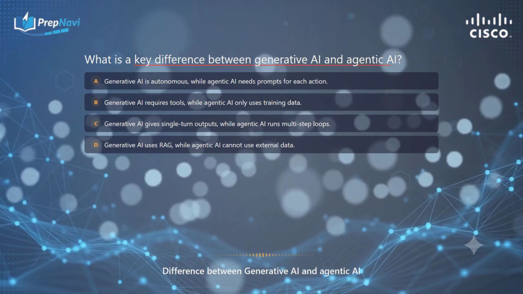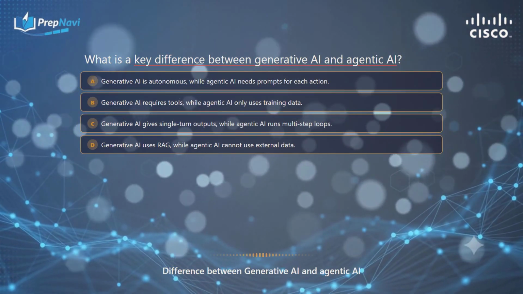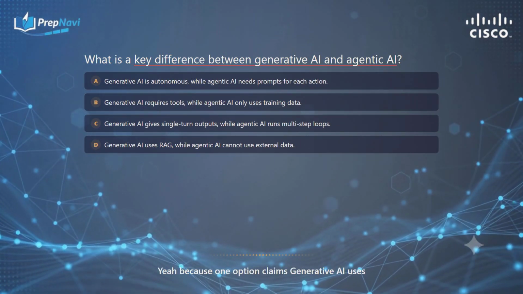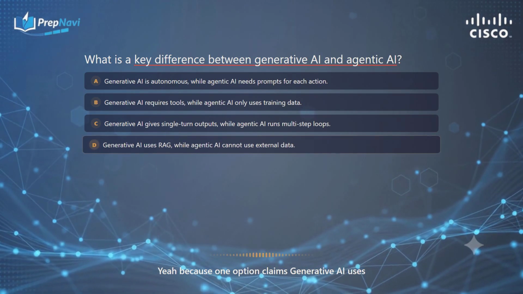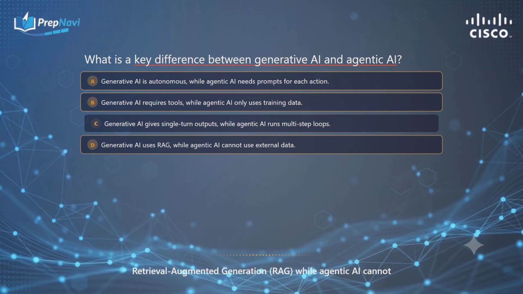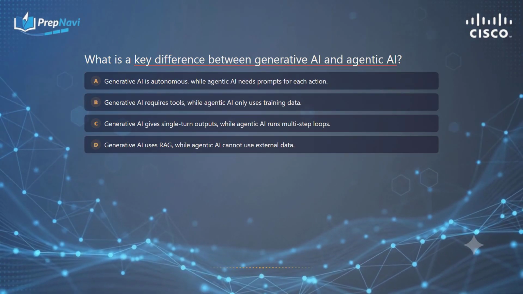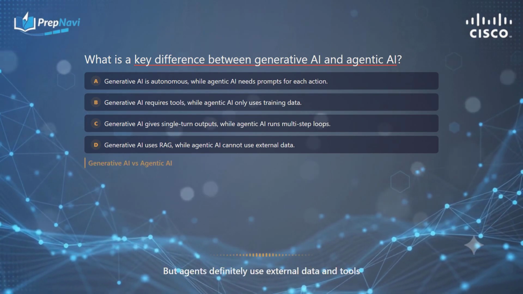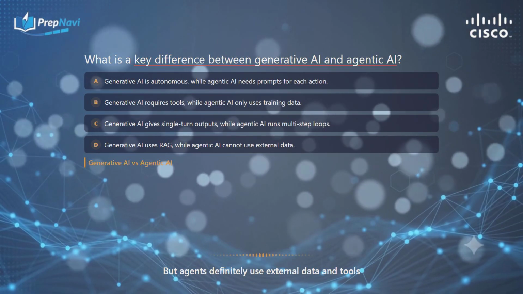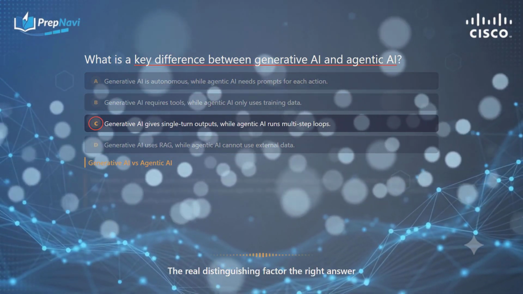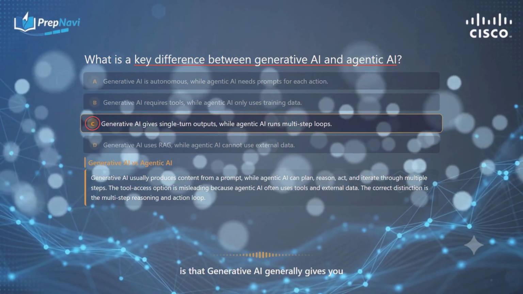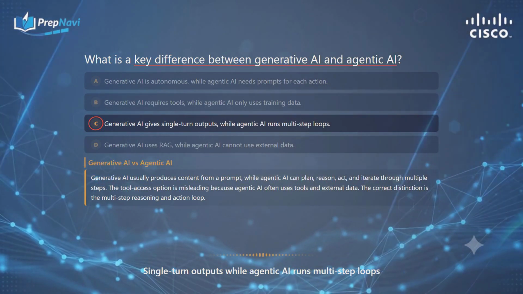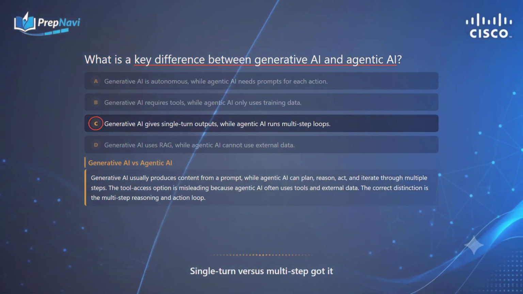What is the key difference between generative AI and agentic AI? And there is a massive trap waiting for you here. Yeah, because one option claims generative AI uses RAG, while agentic AI cannot. And I could totally see someone falling for that if they're rushing. Oh, absolutely. But agents definitely use external data and tools. The real distinguishing factor, the right answer, is that generative AI generally gives you single-turn outputs, while agentic AI runs multi-step loops. Single turn versus multi-step, got it.